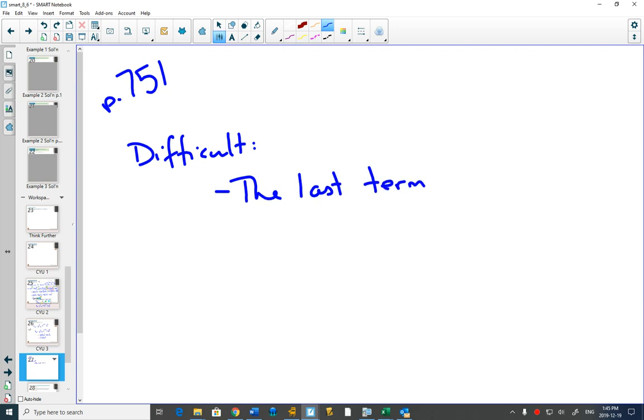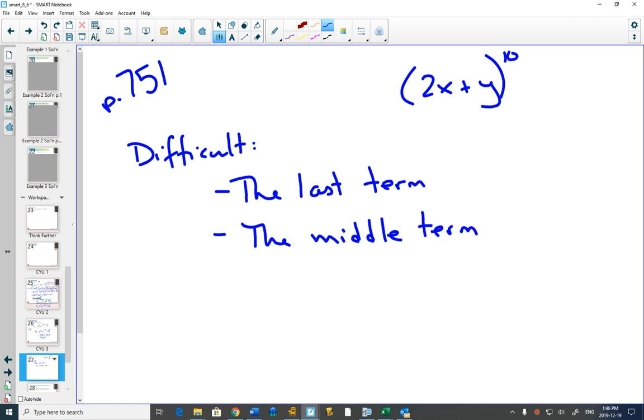the last term. So if you had (2x + y)^7, you'd have to know that there's 8 terms, and then I'm finding the last term, right? Or if this was (2x + y)^10, if you're finding the last term, then you're finding the 11th term. Sometimes they'll ask you to find the middle term.